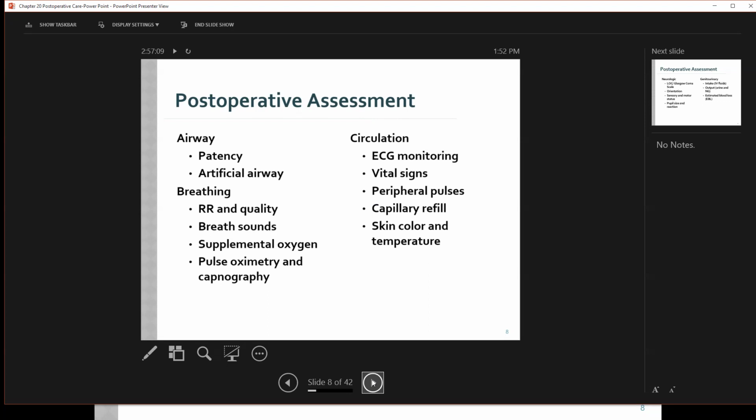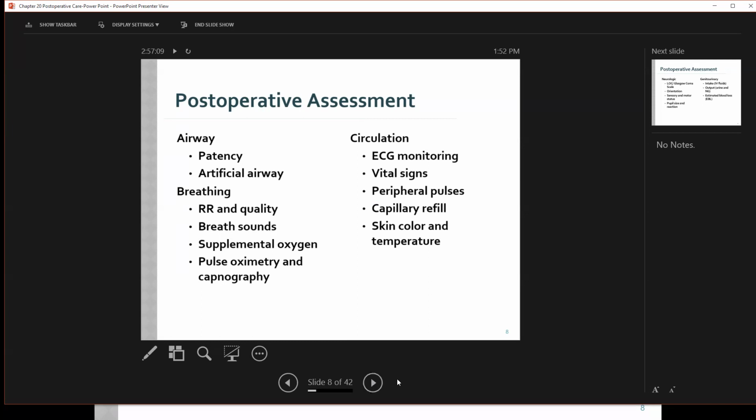On page 368, table 20.3, you will find initial postoperative assessment. First on the assessment is the ABCs: airway, breathing, and circulation. Review each system. All systems should be assessed for the patient. Pulse oximetry monitoring is a non-invasive way of measuring oxygenation.